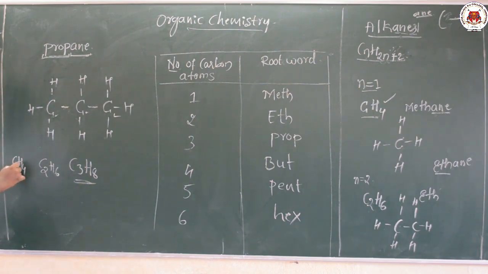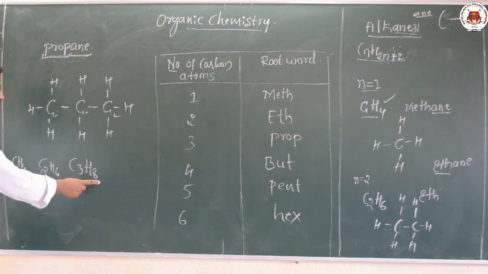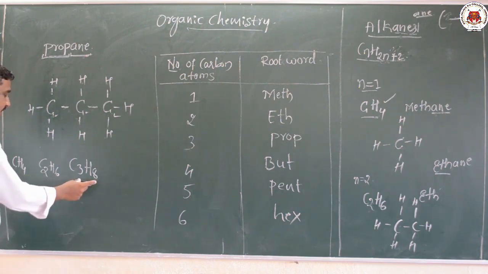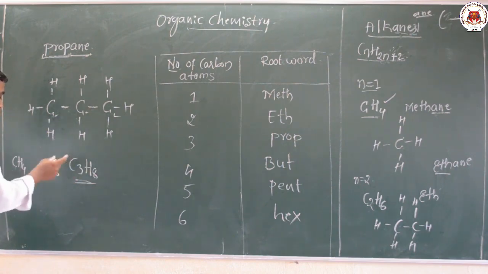Here there is 1 carbon atom, and this carbon satisfied its tetravalency by writing 4 hydrogen atoms. Again, by observing the compound C2H6, it indicates that the organic compound contains 2 carbon atoms and 6 hydrogen atoms. Here also the compound contains 3 carbon atoms and 8 hydrogen atoms. So this is propane, this is ethane, and this is methane. C3H8 is the molecular formula for propane, this is for ethane, and this is for methane.